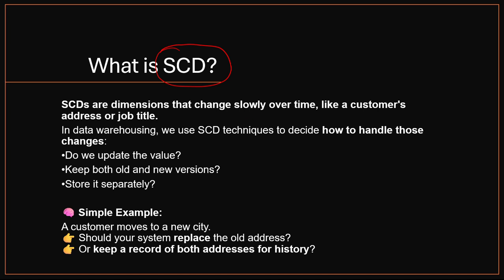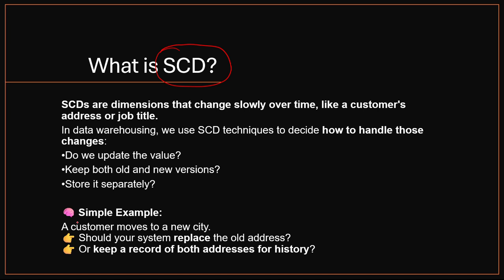For example, we can take our mobile number. Most people won't change the mobile number at any cost. That's something that changes really slowly, so that's called a slowly changing dimension. In data warehousing, we use SCD techniques to decide how to handle those changes. So do we update the value, or keep both old and new versions, or store it separately?